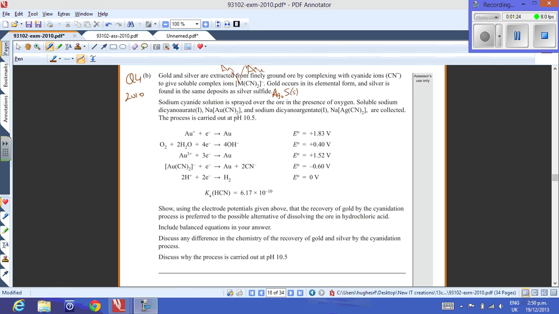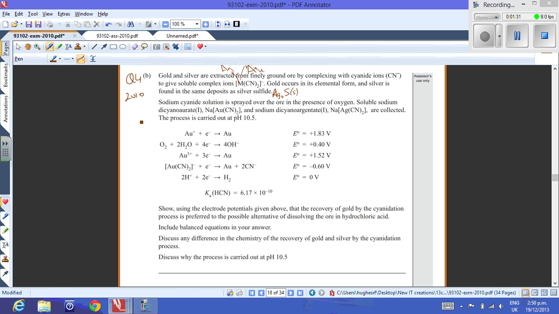Now, there's a lot more information that follows. Sodium cyanide solution is sprayed over the ore in the presence of oxygen. So sodium cyanide solution is just NaCN, aqueous. In the presence of oxygen, so O2 gas, soluble sodium dicyanoaurate, so that's that complex right there, and sodium dicyanoargentate, which is that complex there, that sounds like two types of dinosaurs to me, are collected. The process is carried out at pH 10.5.